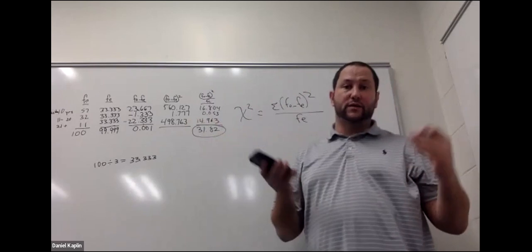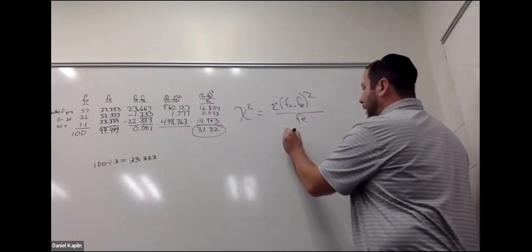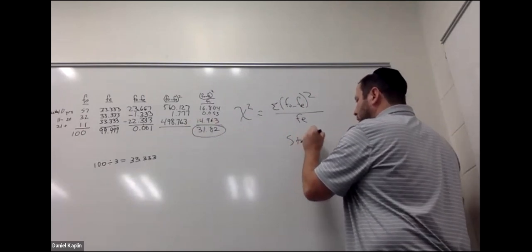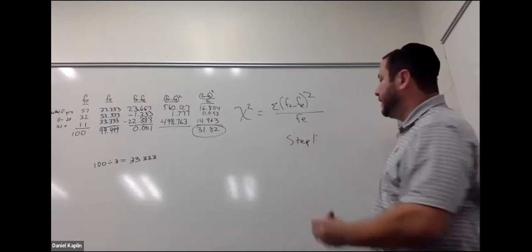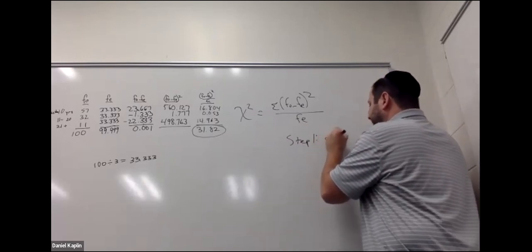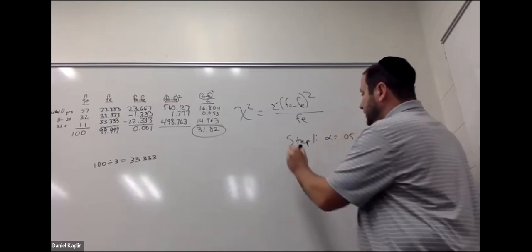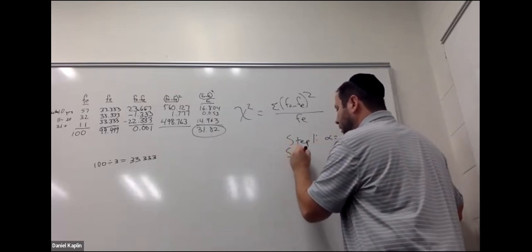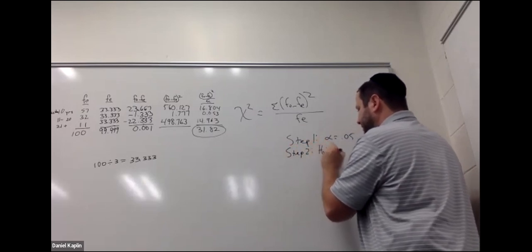So we have to, because we're in inferential statistics, work through the 8 steps. So what was step 1? Step 1 was state the alpha. So our level of significance is 0.05. That's standard science. Step 2 was to state our null and alternative hypothesis.